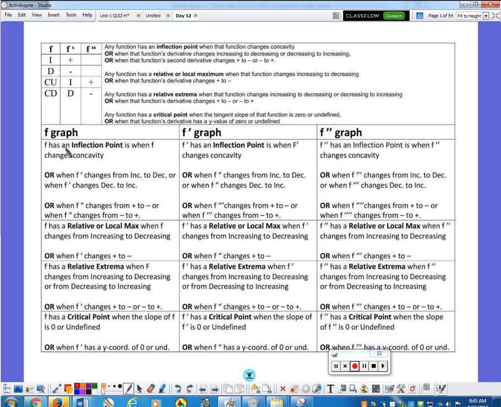Any function has an inflection point when that function changes concavity, or when that function's derivative changes from increasing to decreasing or vice versa. So the wording is very redundant, but just slightly different to impress upon you the meaning of the chart. Questions? Perfect.